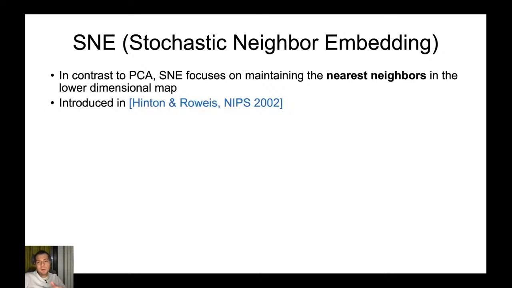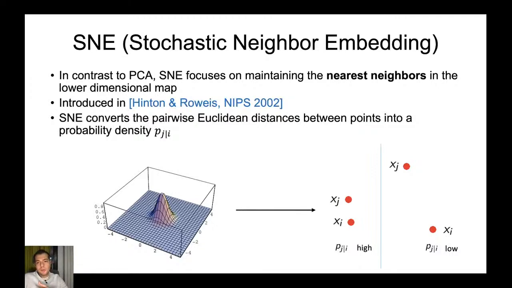So this is the intuition why we want to use a different approach, and this is actually the intuition behind stochastic neighbor embedding, or SNE. In contrast to PCA, it focuses on preserving the nearest neighbors in the lower dimensional map. This approach was introduced in 2002, so almost 20 years ago, but its updated version that was introduced in 2008 is still used today.